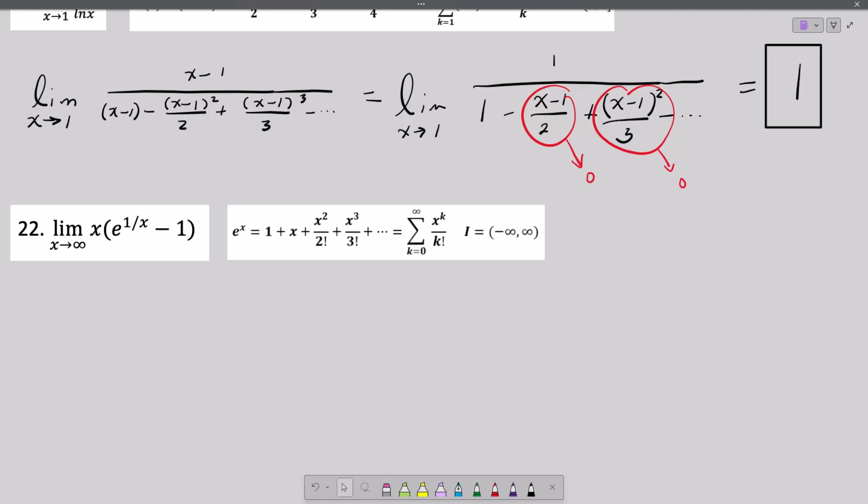Any questions on that one? It really becomes an algebra exercise. We do a direct substitution, and then we do a little algebra, and then we evaluate the limit.